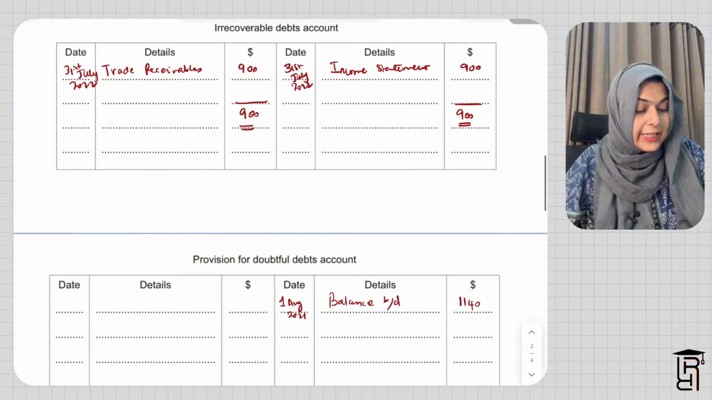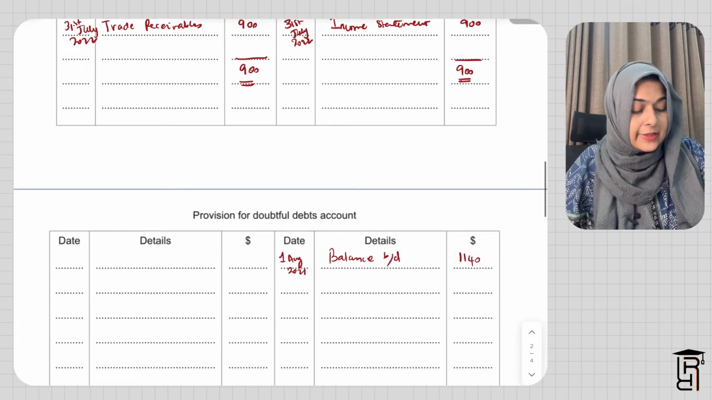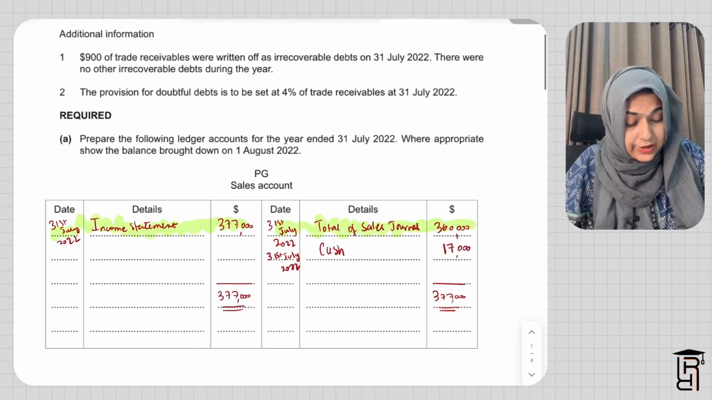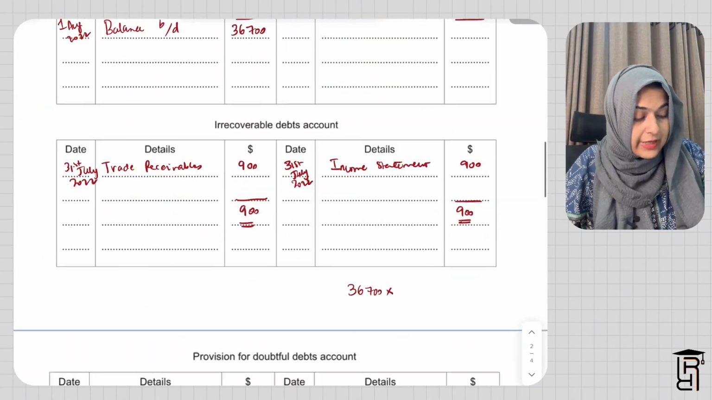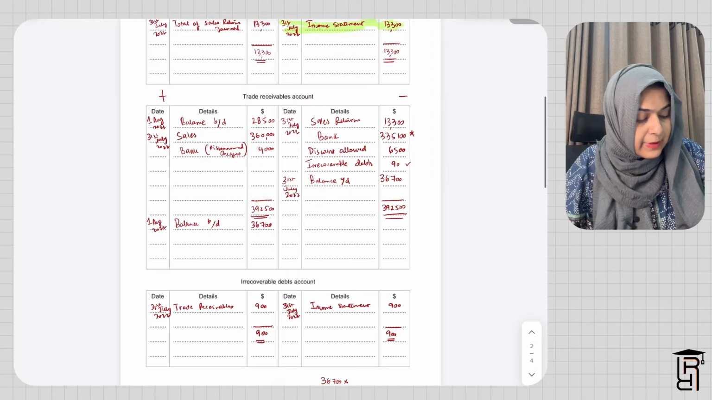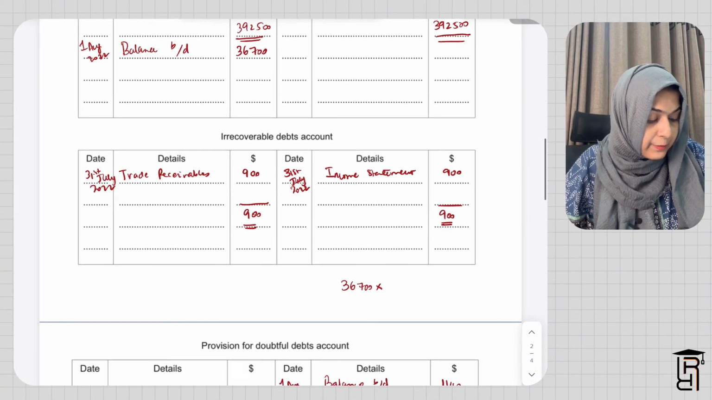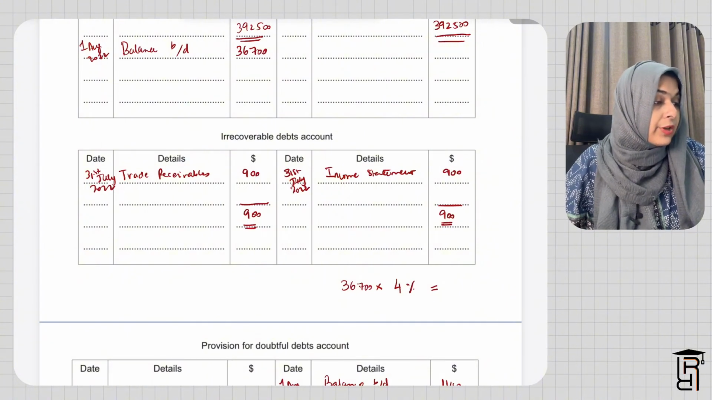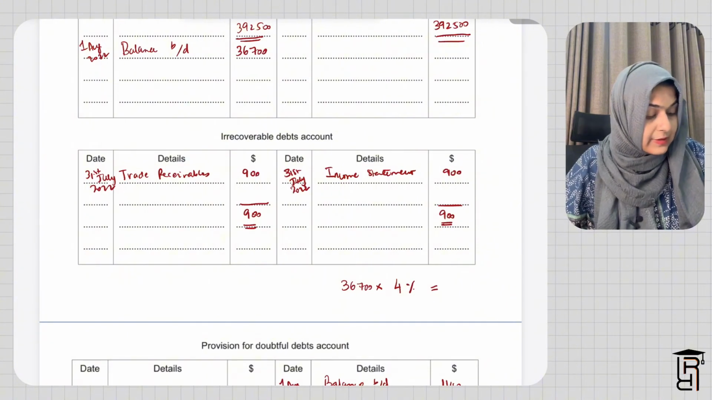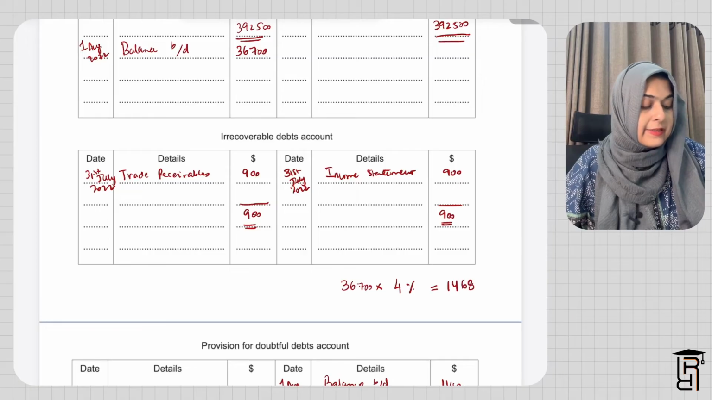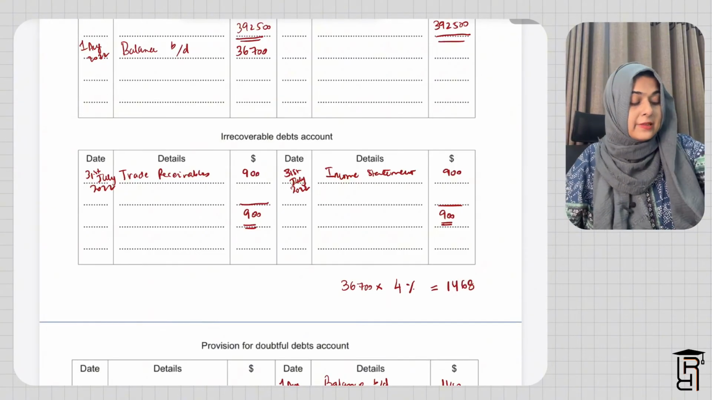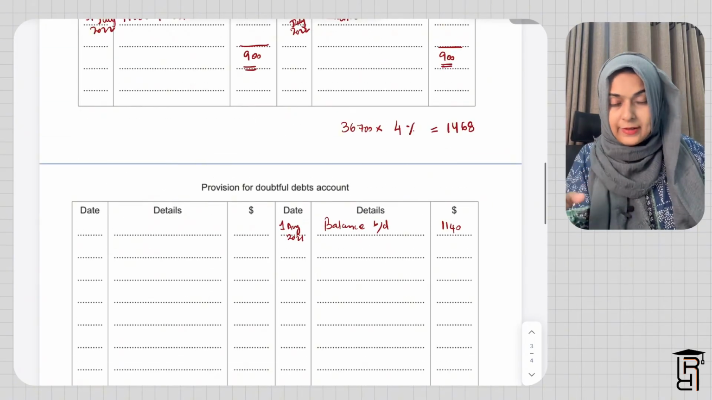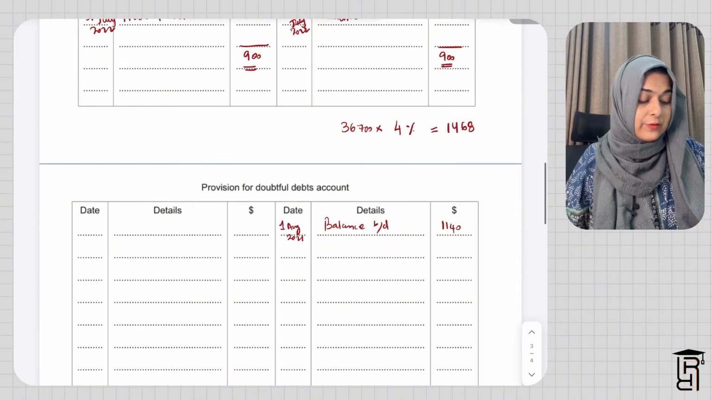Then I need to calculate my new provision for doubtful debts. I'll write here 36,700 multiplied by the percentage, which here is 4%. So I'll write here 36,700 multiplied by 4%, which will give me 1468. That is my new provision for doubtful debts. The latest provision for doubtful debts that I have calculated is on the latest value of trade receivables, which is 36,400.